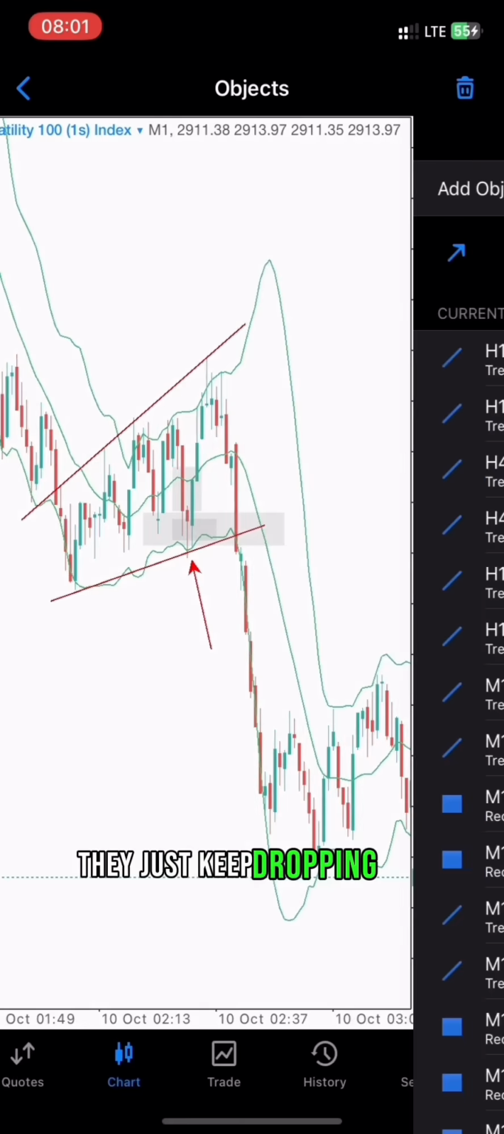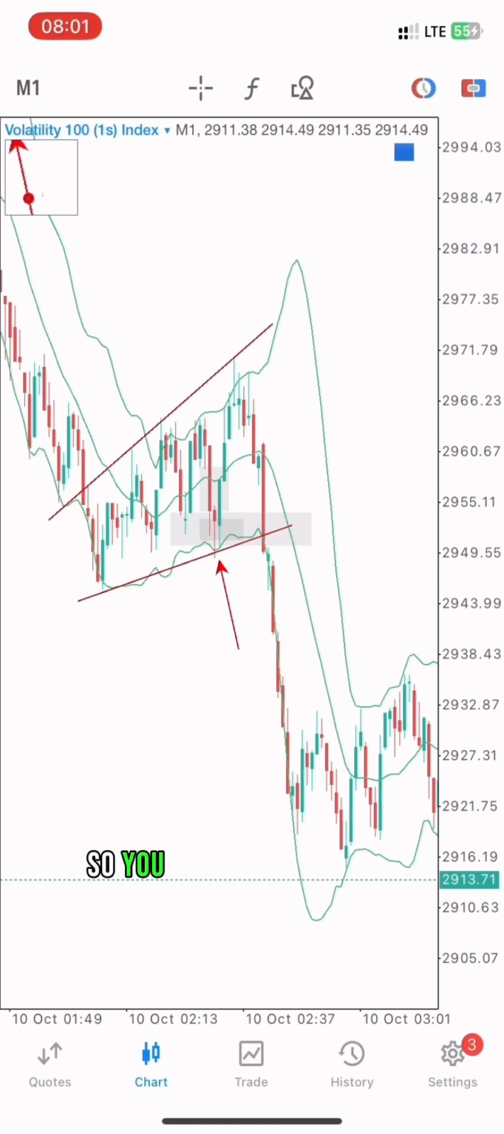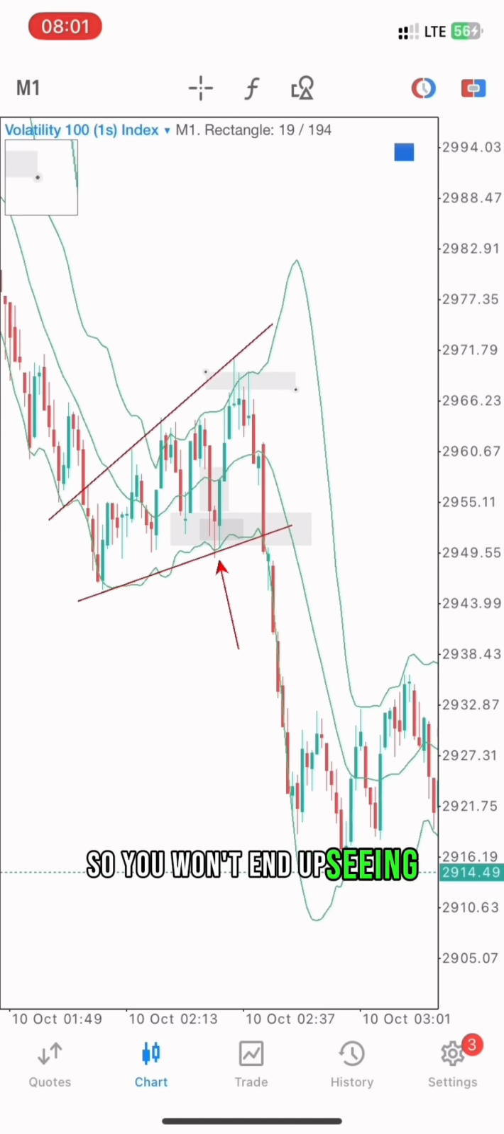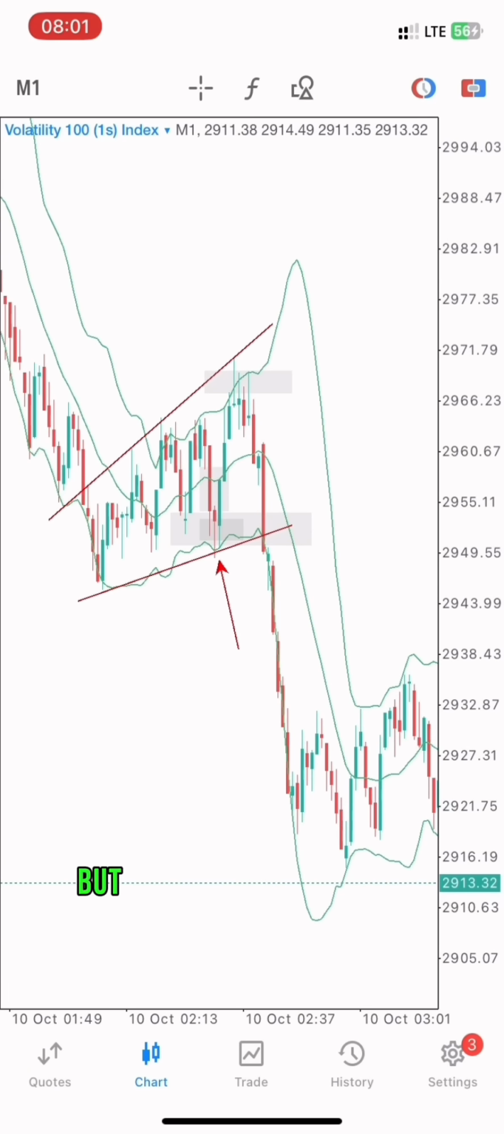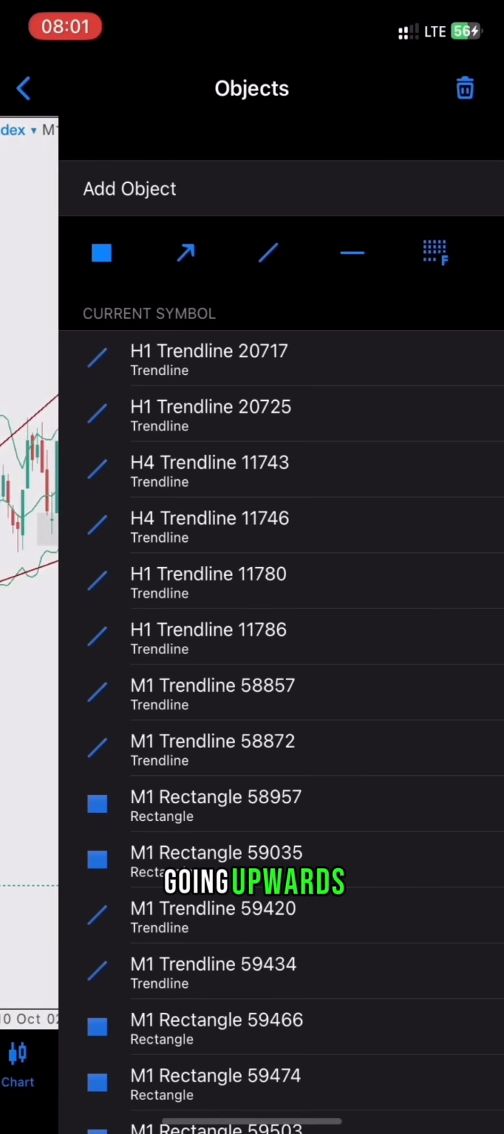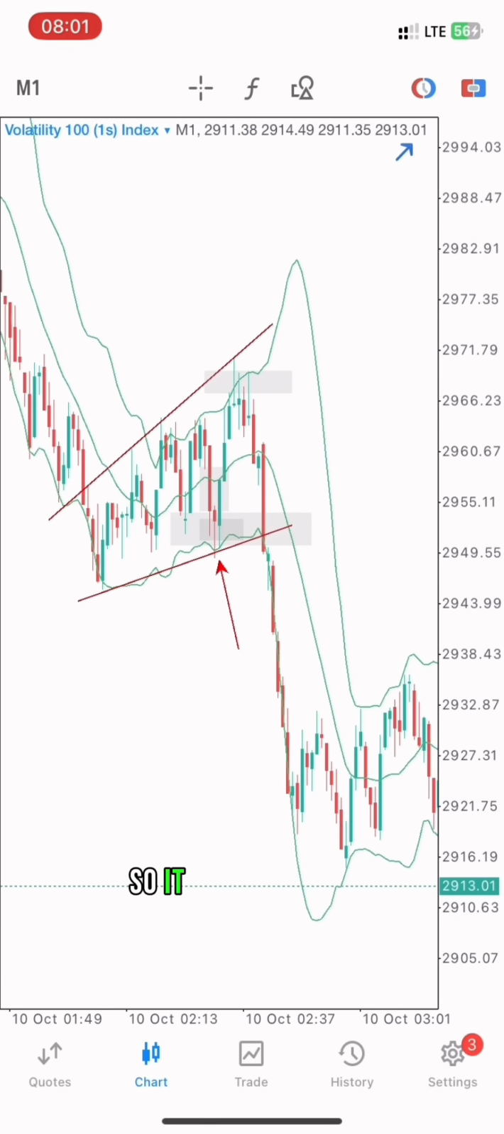They just keep dropping and dropping, so you won't end up seeing any progress. You need to know this so that you don't make this mistake. Where I'm putting my shadows on there, that's the proper entry to make your sell, because you know it has touched the top Bollinger Band, but there is no breaking out going upwards. It has touched the top Bollinger Band, so it has to go down.